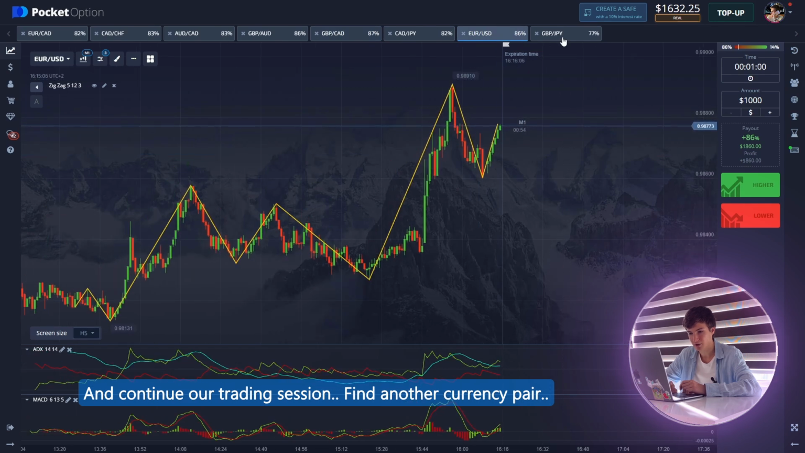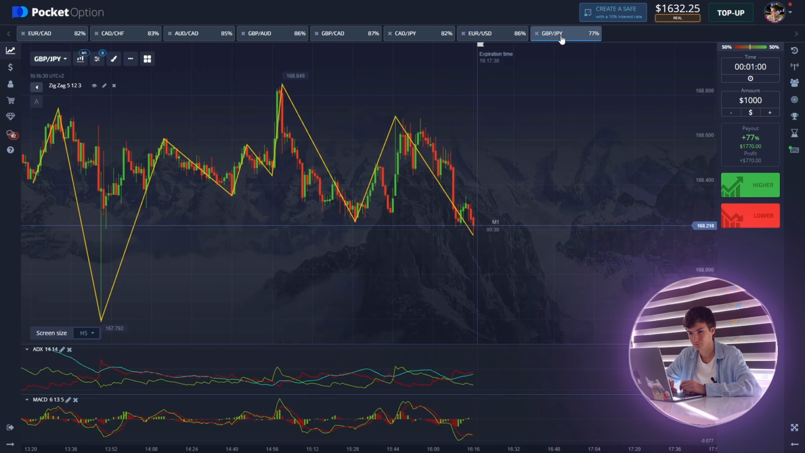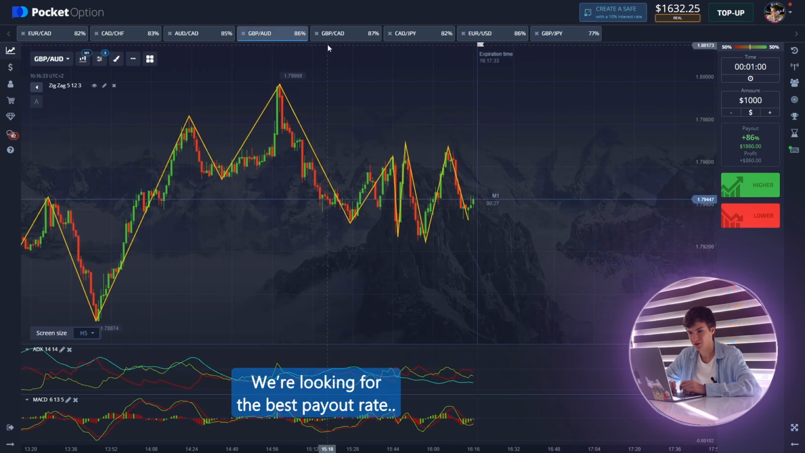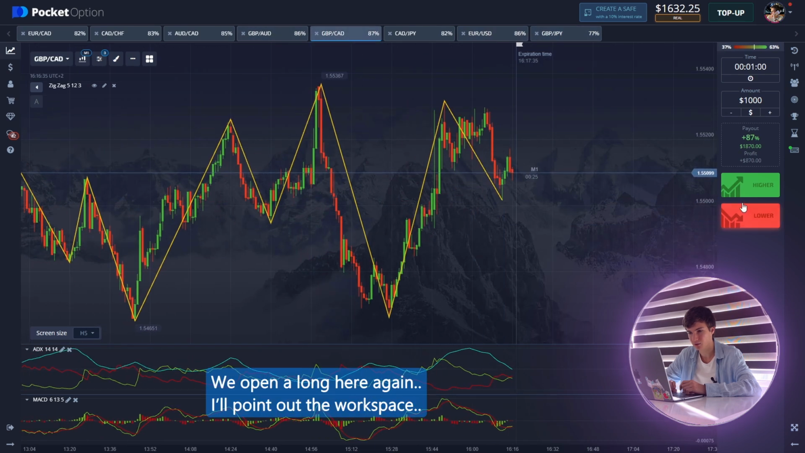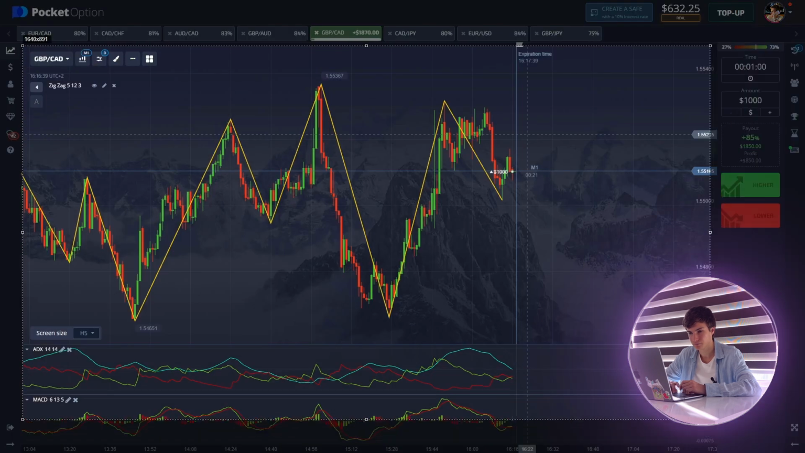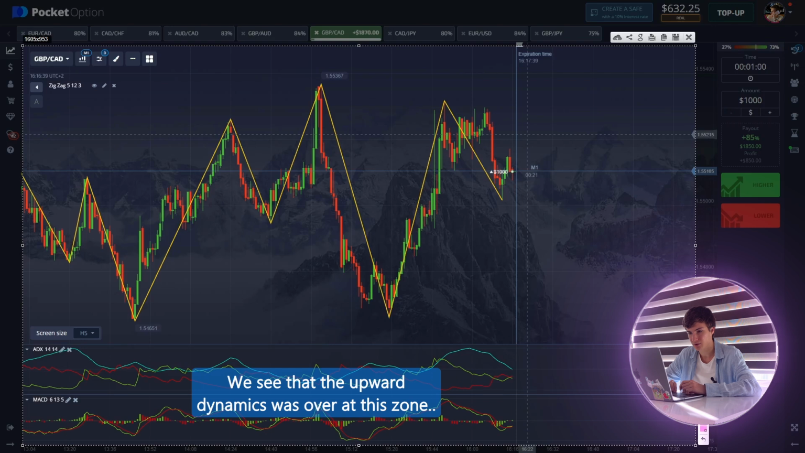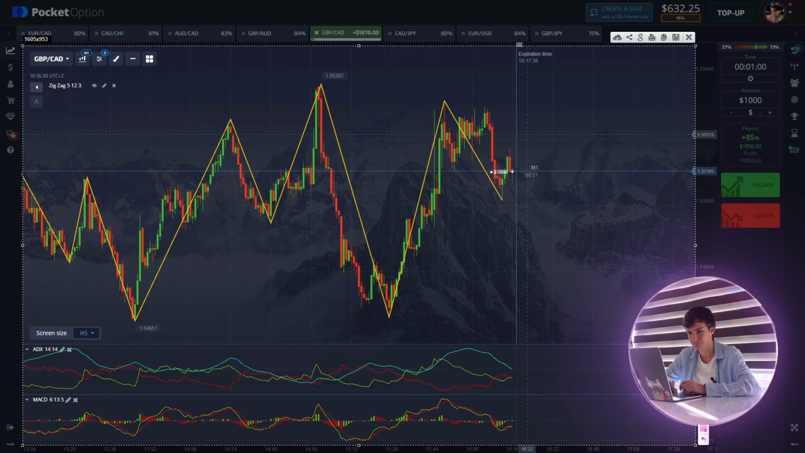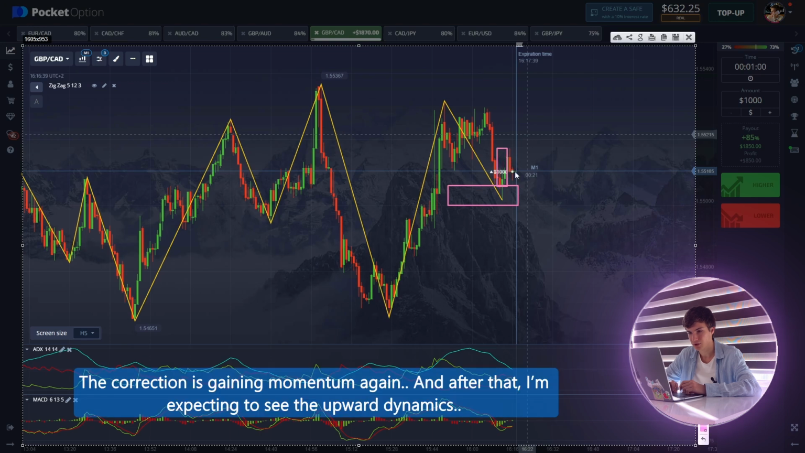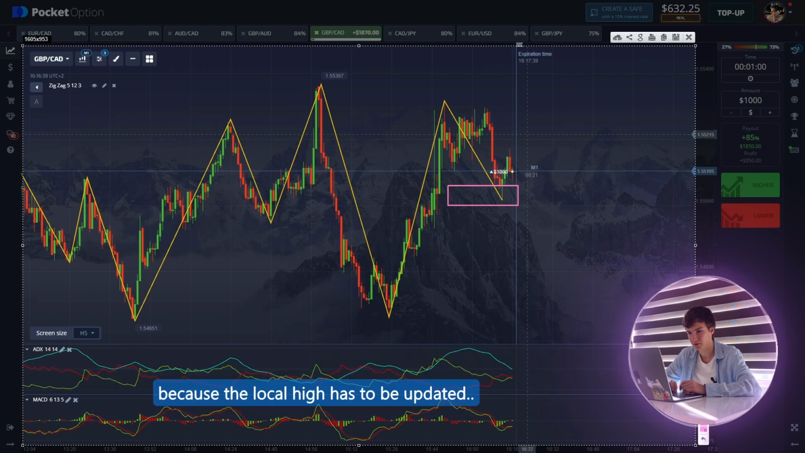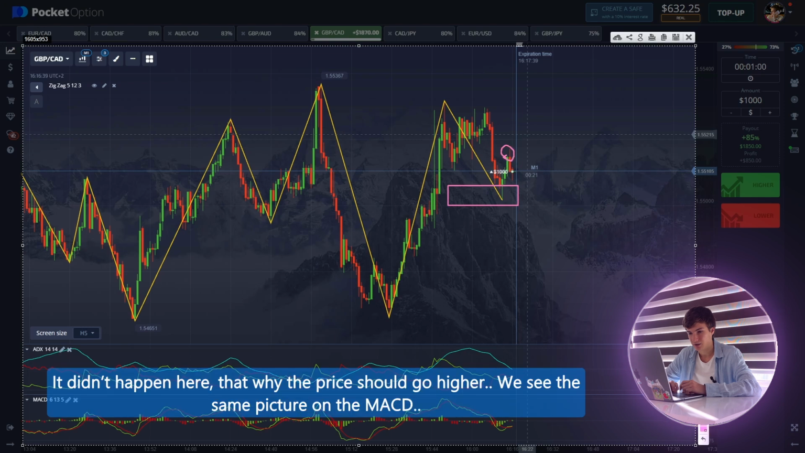Find another currency pair. We are looking for the best payout rate. We open a long here. Again, I'll point out the workspace. We see that the upward dynamics was over at this zone. The correction is gaining momentum again, and after that I'm expecting to see the upward dynamics because the local high has been updated. It didn't happen here, that's why the price should go higher.